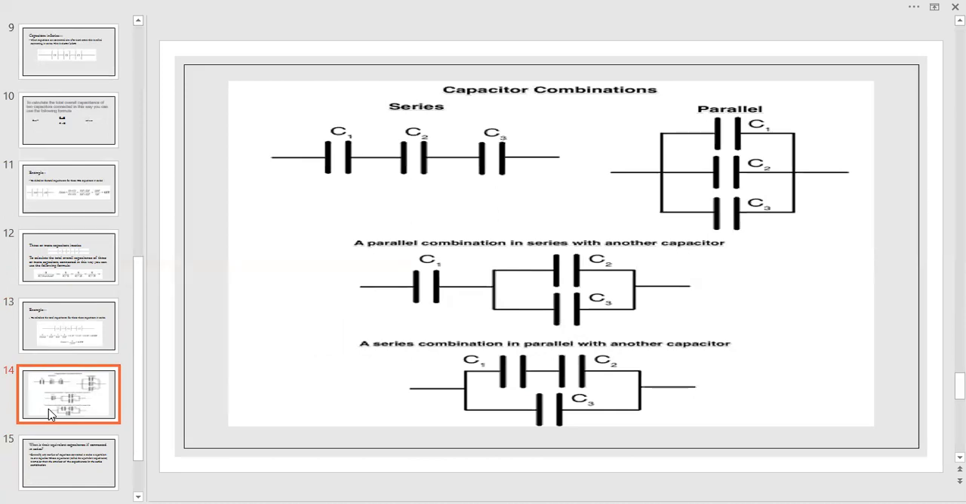Here we can see capacitor combinations: first is series and second is parallel. Third, a parallel combination in series with another capacitor. Fourth, a series combination in parallel with another capacitor.